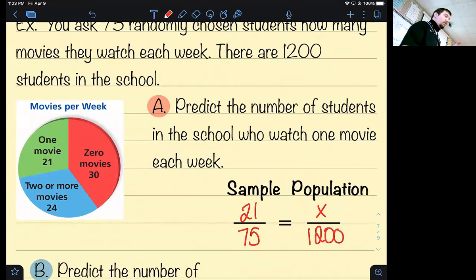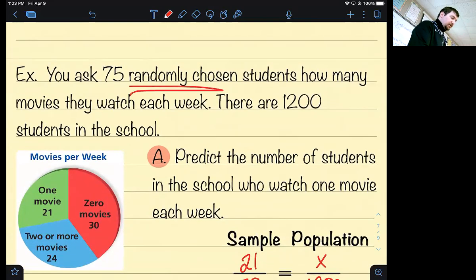So again, 21 people that I surveyed, 21 out of 75 people said they watch one movie. So how many X out of 1,200? And now I can make a prediction based on the entire population. And again, this only works if it's a good survey. You have a large enough sample, it was done randomly.